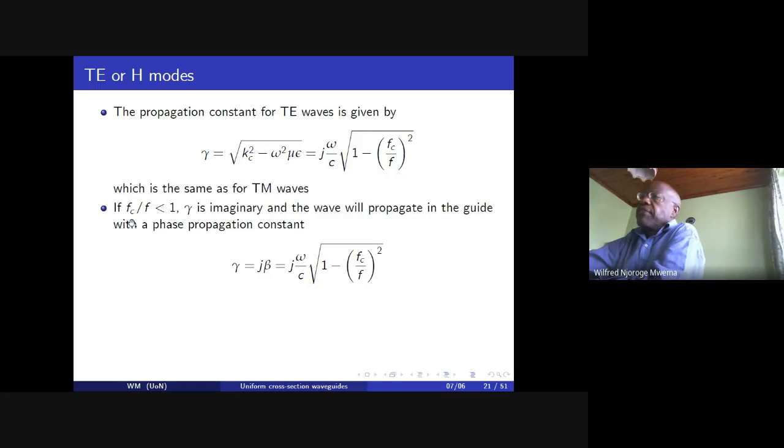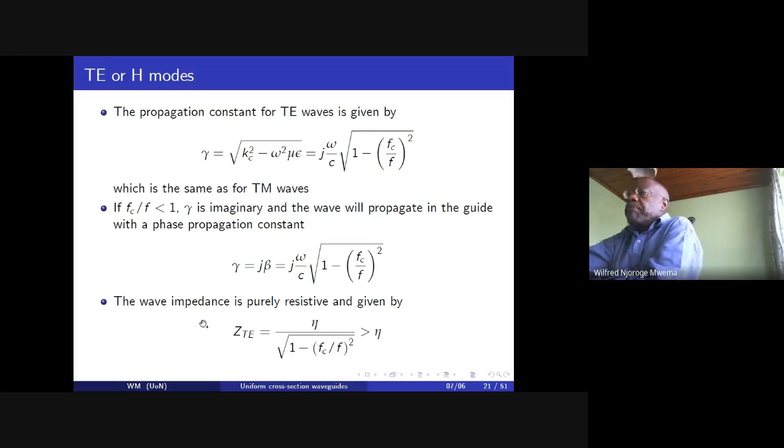So if f_c/f is less than unity, then gamma will be imaginary, and the wave will propagate in the guide with a phase propagation constant given by jβ, which is jω/c multiplied by the square root of the frequency correction factor. And we note that it's exactly the same as for the TM modes.